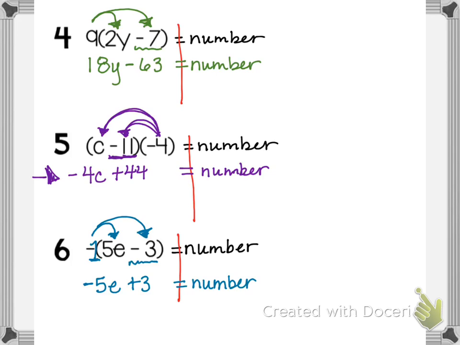So distributive property, again, is taking the number that is outside of the parentheses with the expression, and you are multiplying it by each term inside of the parentheses. And we do that to make it a two-step equation problem.